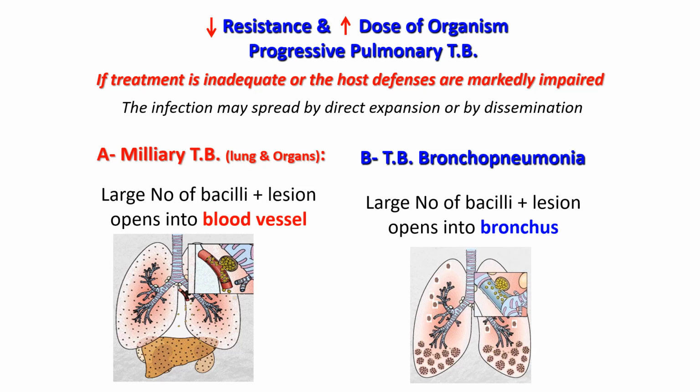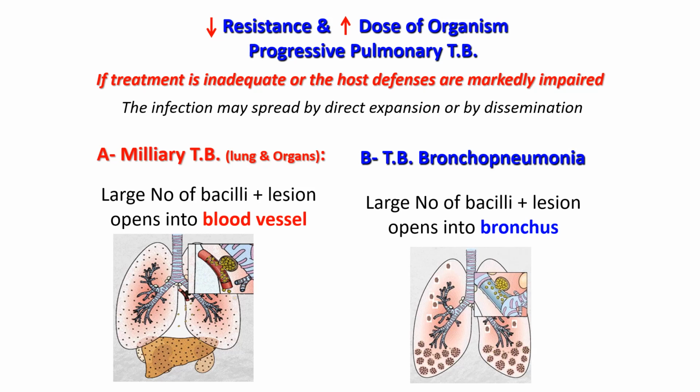In that lesion, there is a large number of bacilli that enter a blood vessel, spreading into the blood, so the lesion opens into a blood vessel. If that blood vessel is a pulmonary artery, it will spread into the lung parenchyma, and if the blood vessel is a pulmonary vein, it will reach the heart, and the heart will spread the organism to the aorta. The aorta will distribute the infection to various different organs.